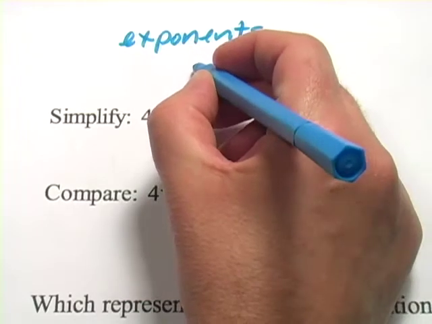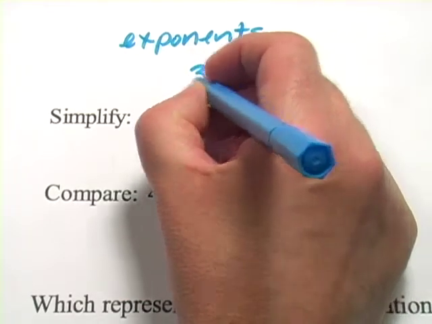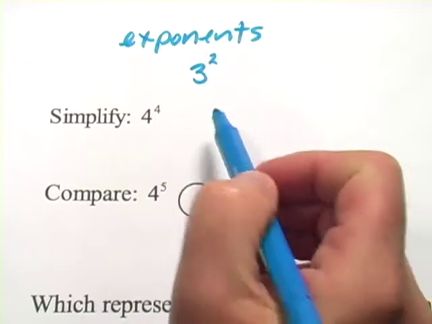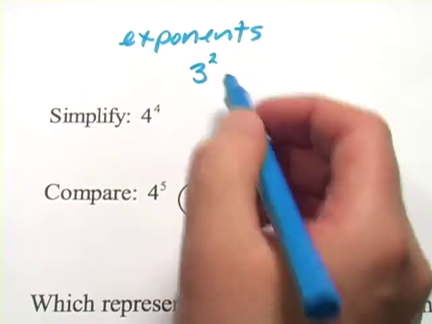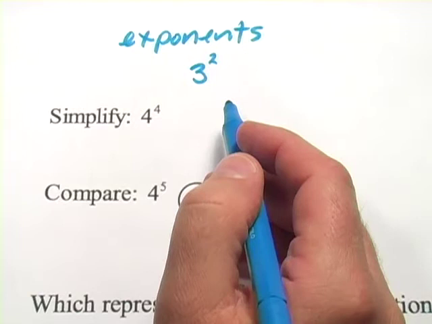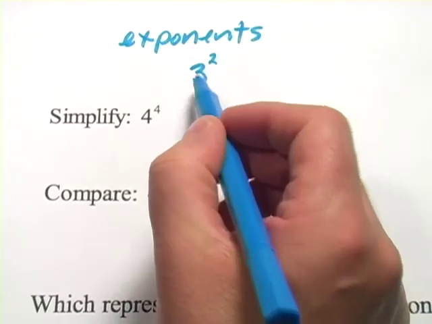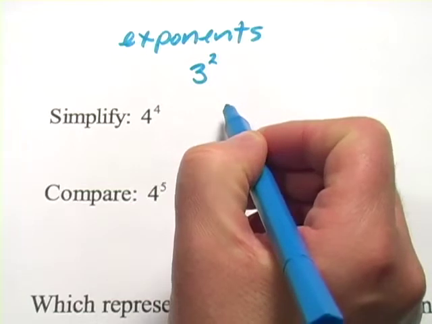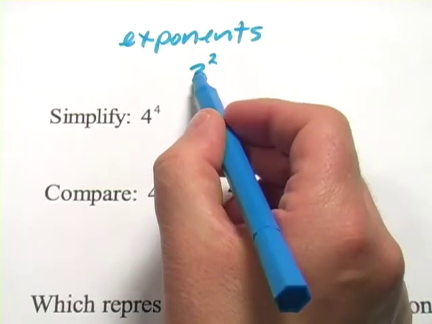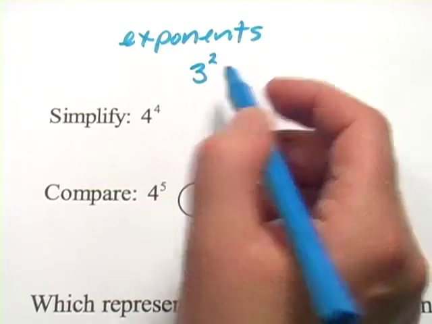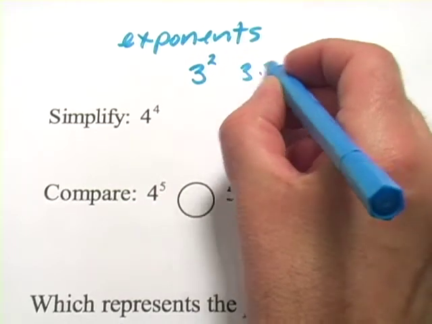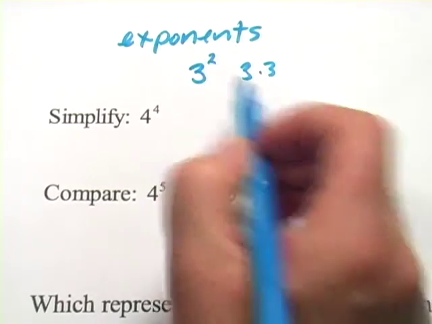So if I had the number 3 and a little 2 up here, you probably know that means 3 squared, or 3 to the power of 2. This little 2, that's the exponent. And basically, what the exponent says is how many times this base gets multiplied by itself. So 3 squared, or 3 to the second power, is 3 times 3. We got 2 3's. That's what that exponent means.